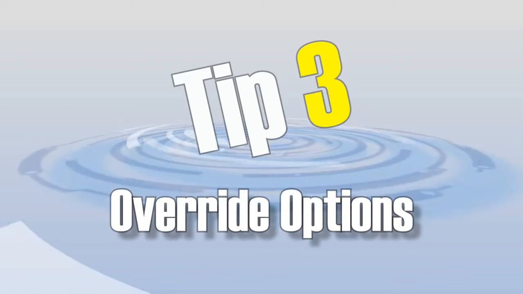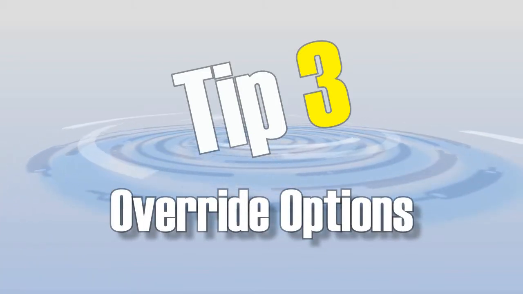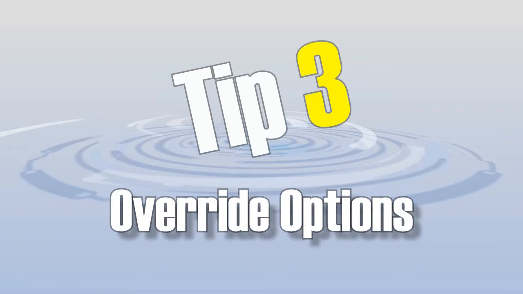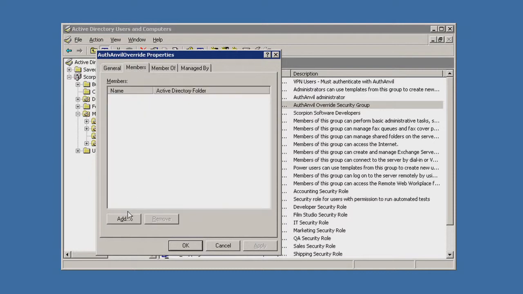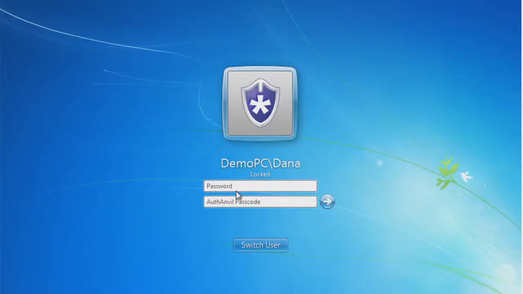Tip 3. Override options. Understand how the override authentication policies work. There will be times that you'll want to adjust the authentication policy so that only certain people need to provide a stronger AuthAnvil credential. You can control this in several ways using different override options. First, you can take advantage of the local and Active Directory security groups to control just who requires a stronger credential check. By default, our agents explicitly require all users logging in interactively to provide their AuthAnvil passcode.